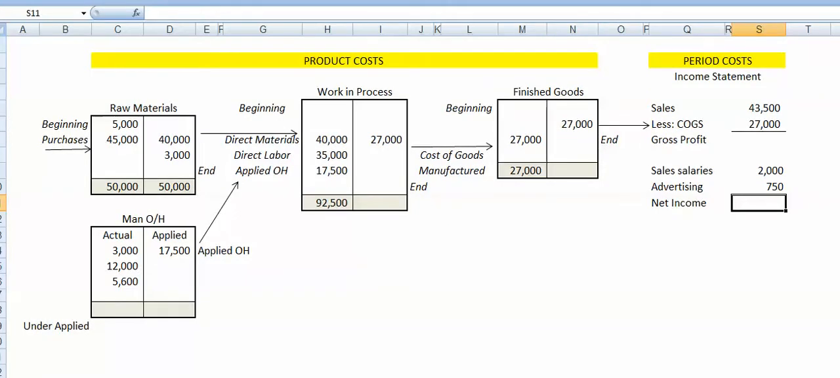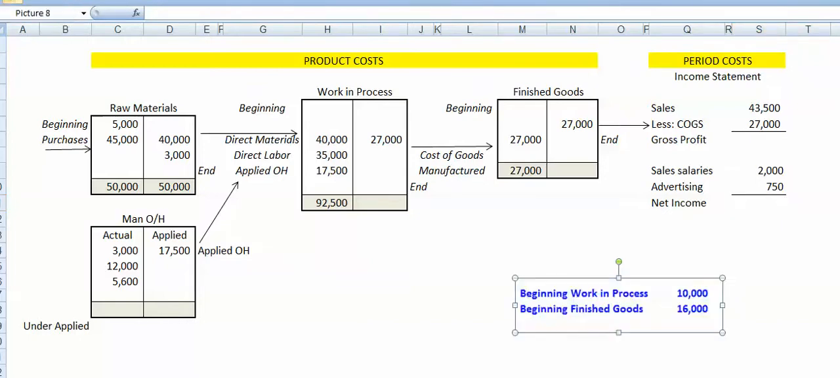Let's assume we were given a little bit more information. Let's assume that we are told that beginning work in process inventory was $10,000 and beginning finished goods inventory was $16,000. Let's record those on our flow diagram. The $10,000 beginning work in process inventory goes on the debit side, upper left-hand corner of our box. And our beginning finished goods shows up in our finished goods inventory.